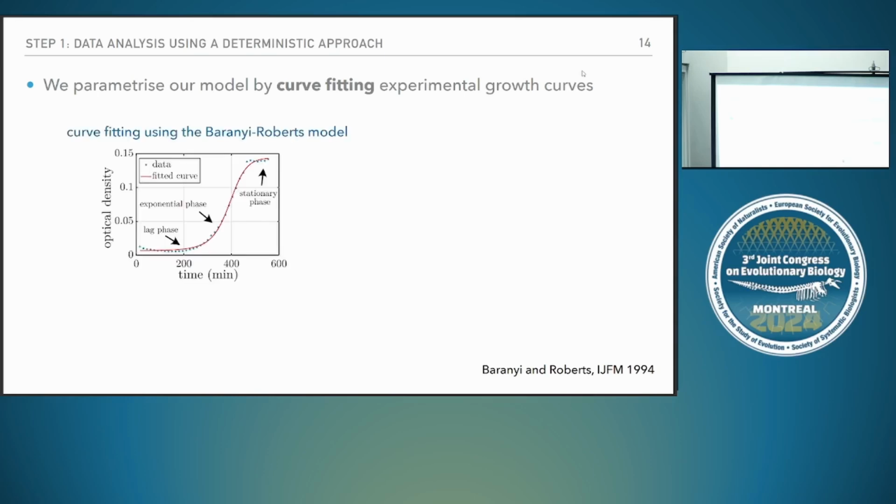For this, we use the Baranyi-Roberts model, which is essentially a logistic growth curve, but with the addition of a lag phase. The lag phase represents an adaptation phase of bacterial populations that enter a new environmental condition. In this lag phase, the growth is very suppressed. They enter an exponential phase and eventually a stationary phase. Now you can see this is the equation that describes this model, with this addition of a function alpha, which is called the adjustment function.